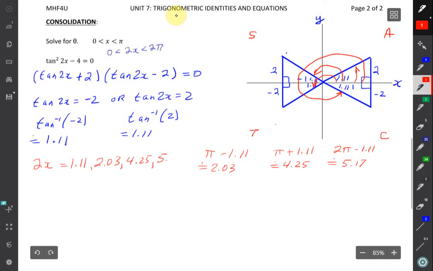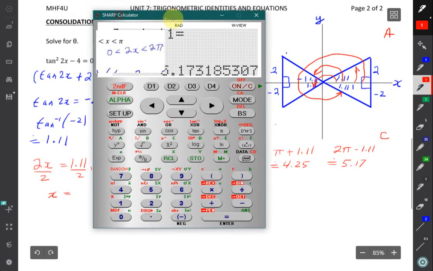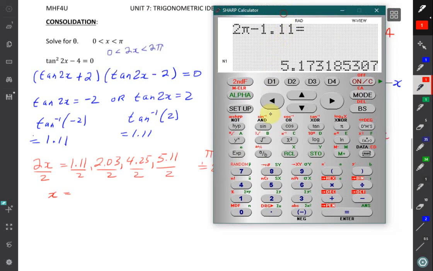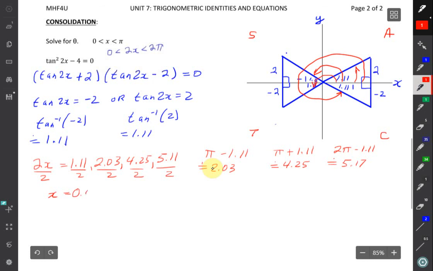Now we still haven't found x. What we found is 2x. To get the final solution, what we need to do is divide all of these angles by 2. So we end up with x being equal to 1.11 divided by 2 is 0.56.